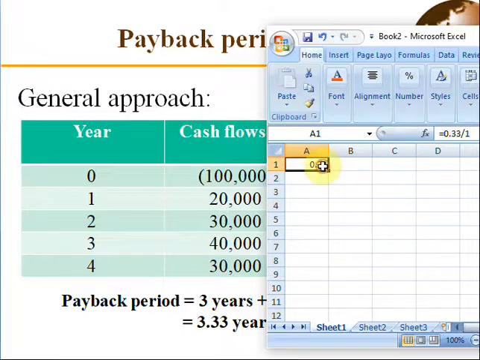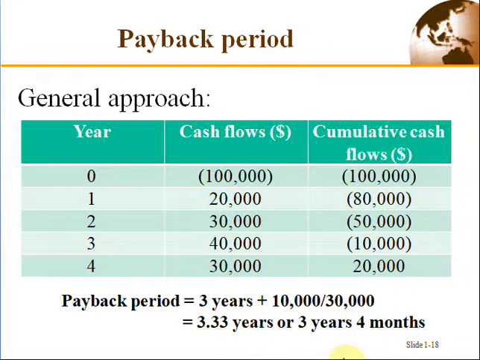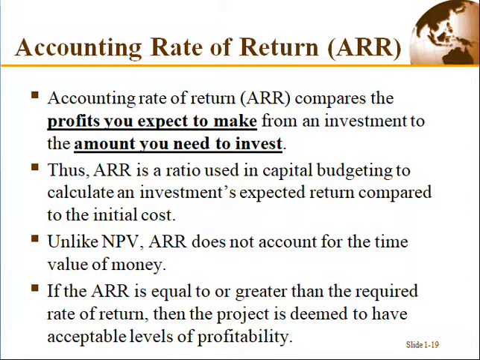If you multiply that value by 12, since 12 months make 1 year, and you calculate it, it gives us 3.96, approximately 4 months. So that is how we got 3 years and 4 months as the payback period here. The answer is basically 3.33 years or 3 years 4 months. I hope that doesn't bring in any confusion. Okay, now the third one is accounting rate of return.